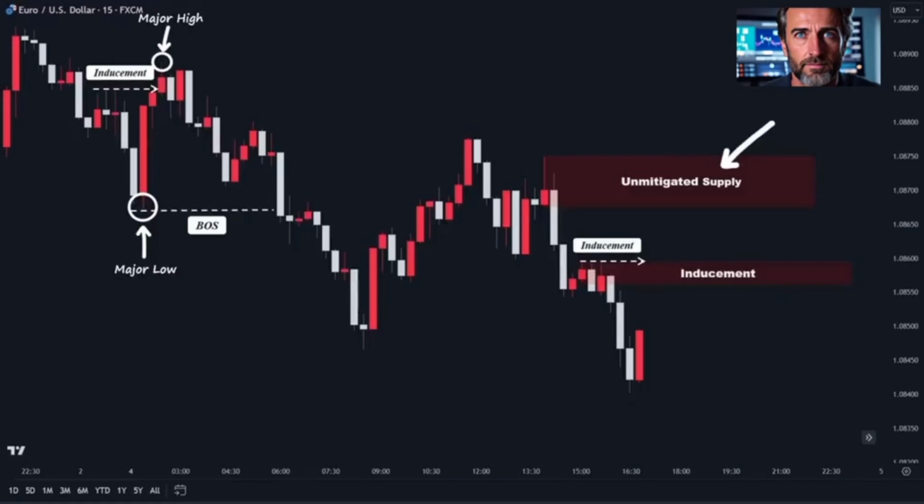It's crucial to note that without a valid break of structure, we cannot pinpoint a valid order block. Our next step involves waiting for the price to push back up again and tap into our identified supply zone. Now let's see what is going to happen next.